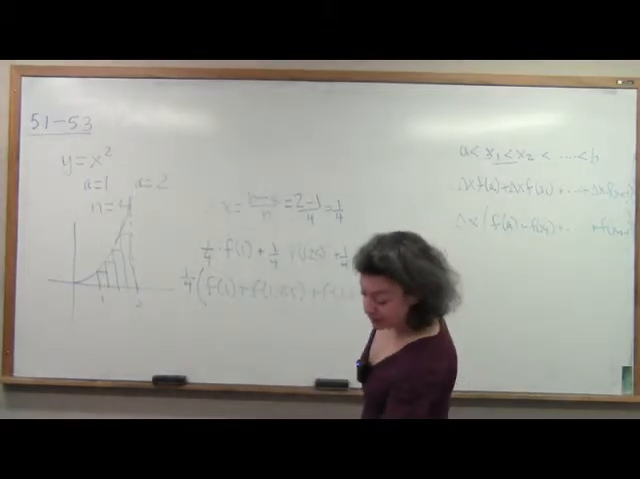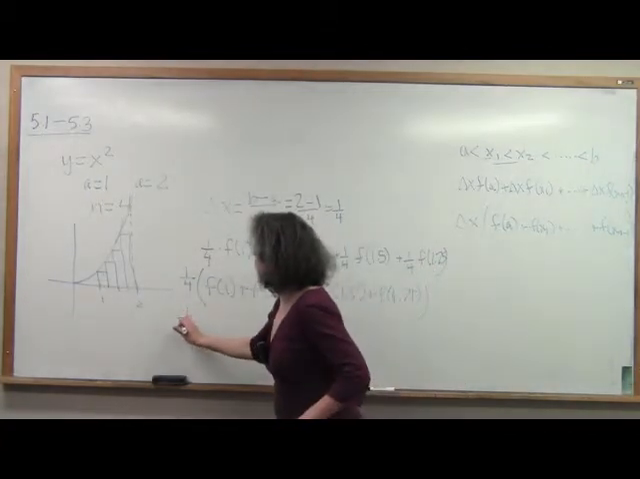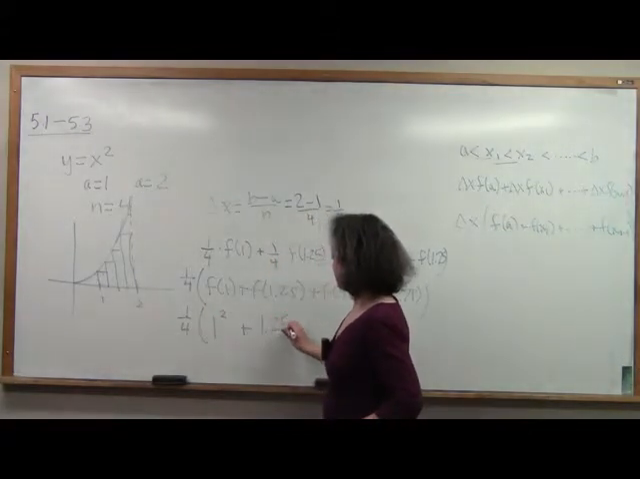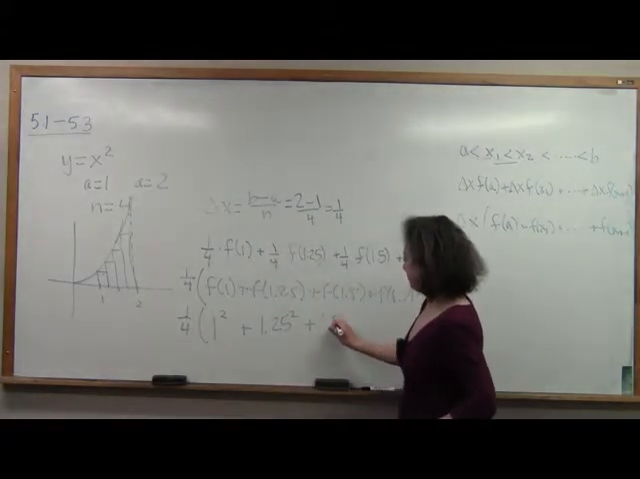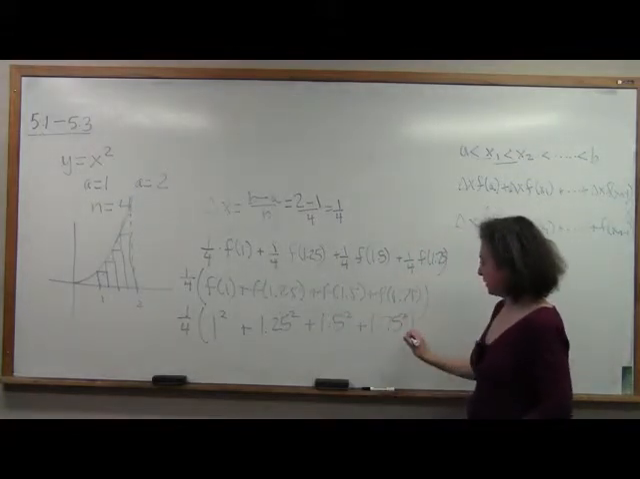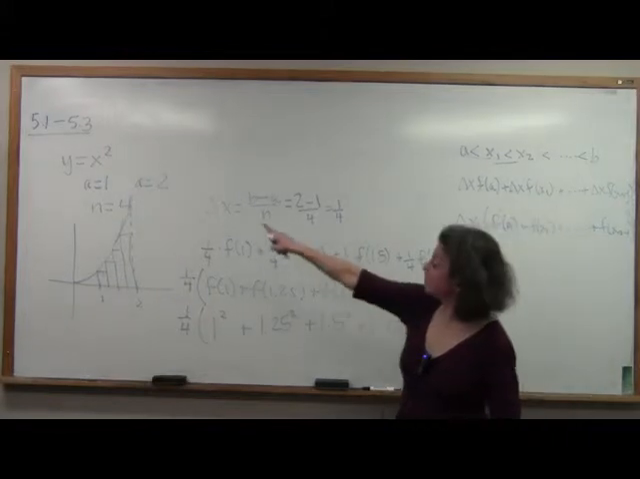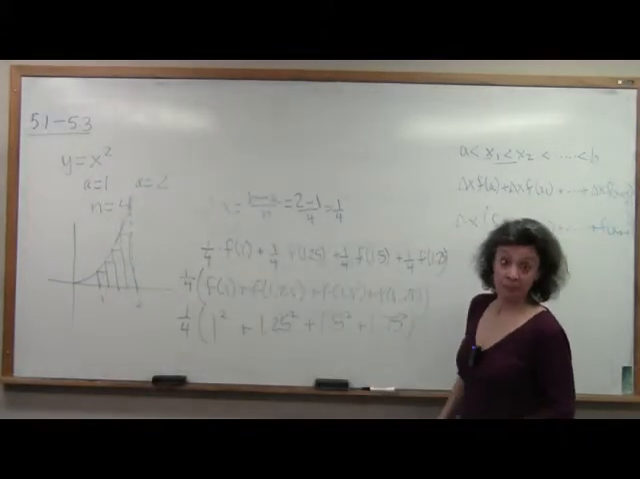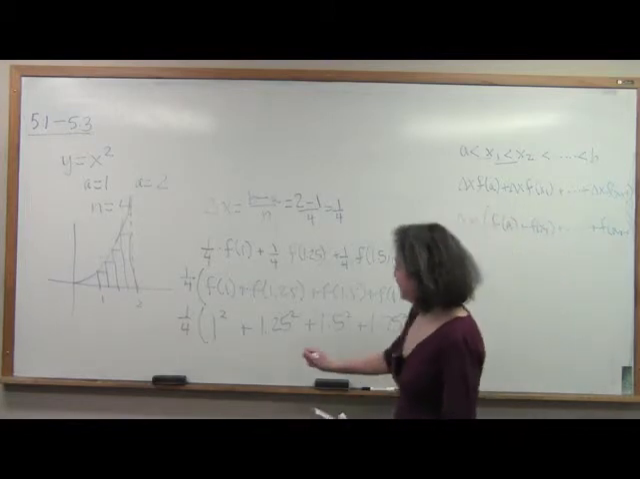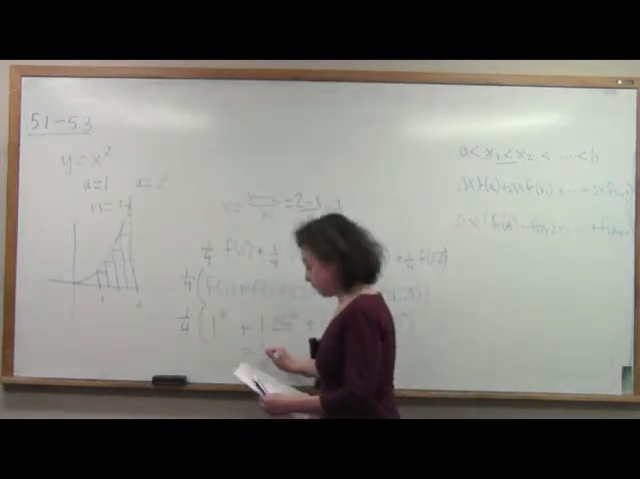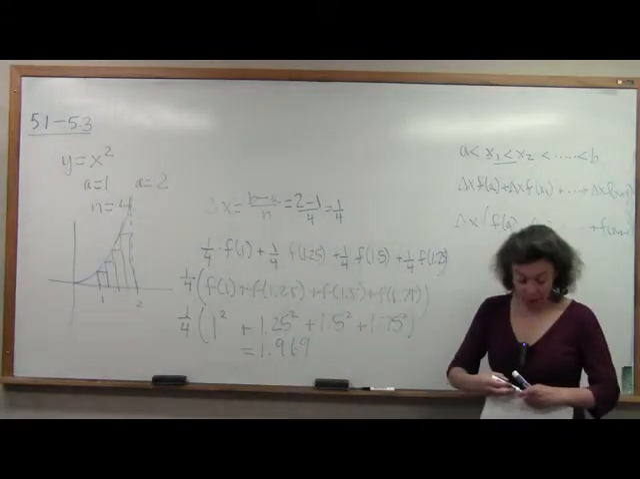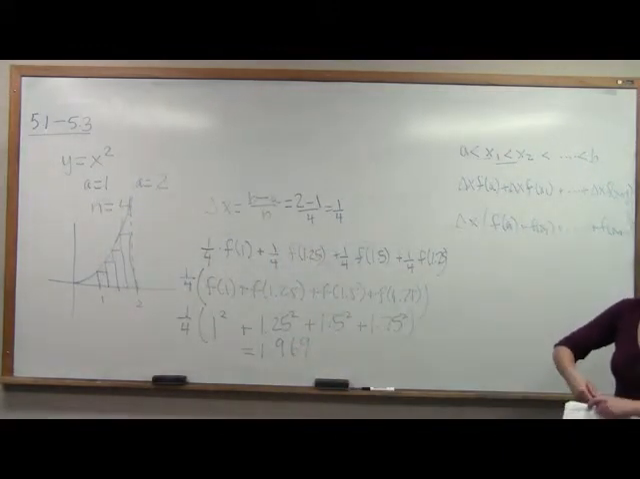There's my function. So essentially, what I have is 1/4 times 1 squared plus 1.25 squared plus 1.5 squared plus 1.75 squared. Okay, where did I get the squared? I plugged it in to get my function value. And what we see is that we're going to get 1.969. And we know that that's an underestimate.